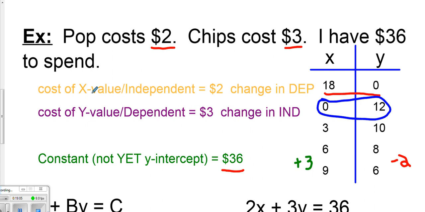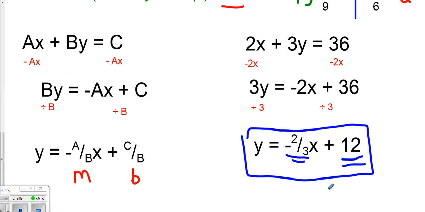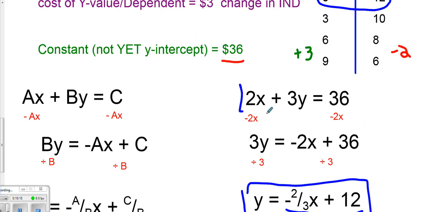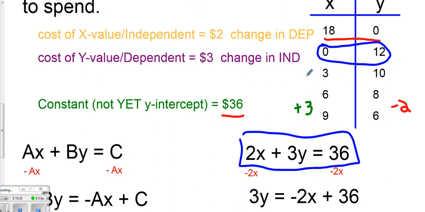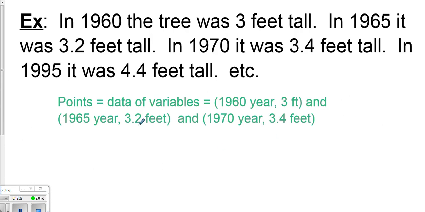So, this word problem did in fact give you all the information you need. It gives you the cost of x, cost of y, and a constant. This is enough to make a y equals mx plus b linear form, and ax plus by equals c linear form, or a table. So you can make any of those from that one word problem.